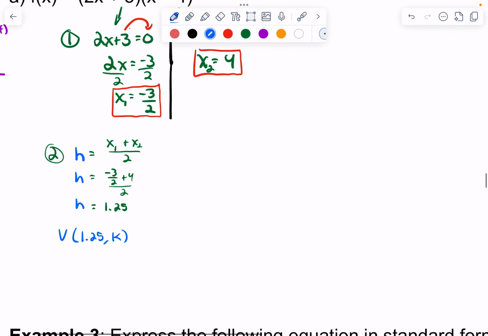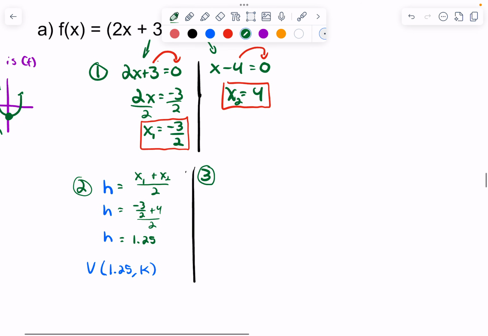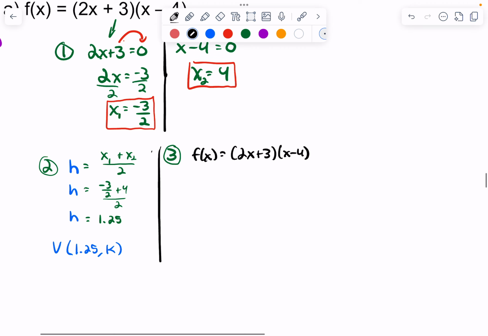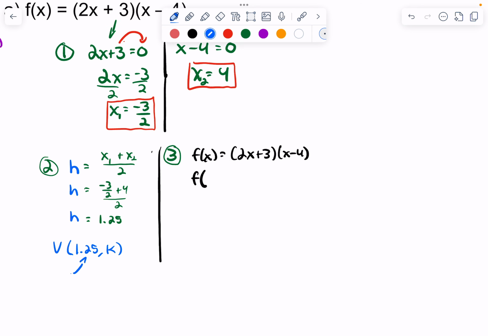All right, well, step 3 is evaluating the function at that h value. So if we have our function f of x equals 2x plus 3, x minus 4, we are evaluating our function at that h value to find the k. We want the value when the x-coordinate is this. What is the y-coordinate? So when the x is 1.25, what is the y value?